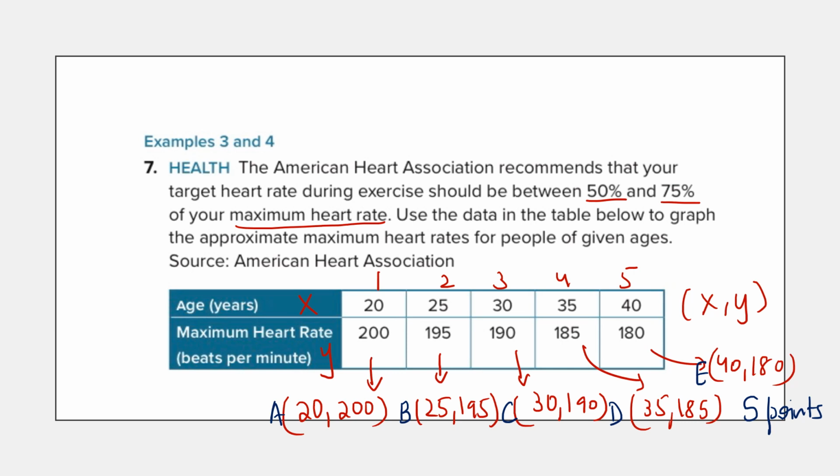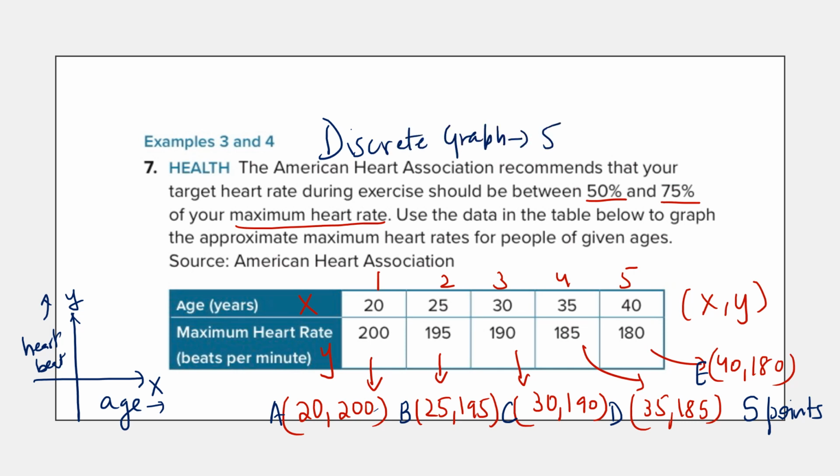So these ordered pairs can be plotted on the x and y axis. Take x on the x axis, y on the y axis, age here, heartbeat here, and plot these 5 points. On the x-axis you can choose a scale of 5, on the y-axis you can choose a scale of 10, and accordingly do the graph. So it will be a discrete graph having 5 points which are not meeting, which are not continuous. So accordingly you can do the graph.